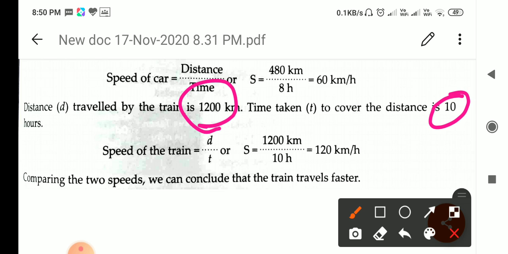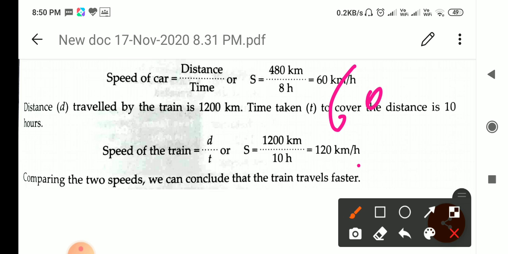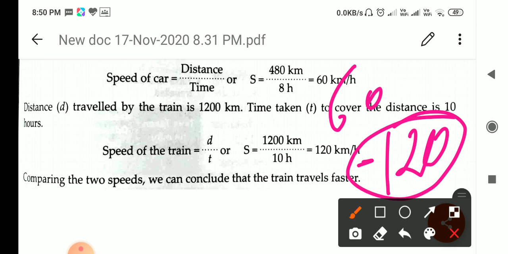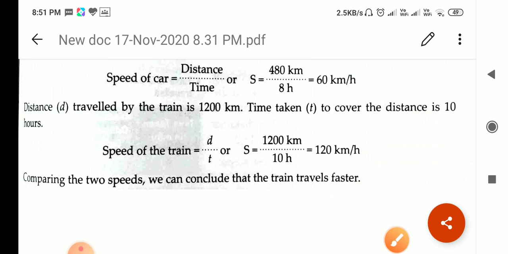Then the formula is d upon t. Then you put the value of d as 1200 kilometers upon 10 hours. Then the zeros cancel, and it is 120 kilometers per hour. It means in 1 hour the car is traveling 60 kilometers, and in 1 hour this train is covering 120 kilometers, right? So which one is faster? Obviously the train is covering more distance in 1 hour. That's why it has more speed than the car, right? So we can conclude that the train travels faster. I hope you are getting it.